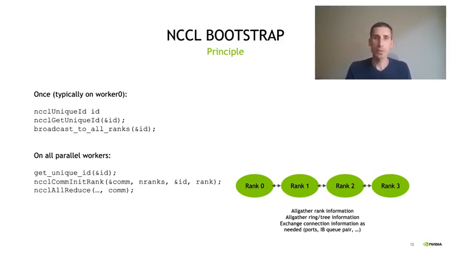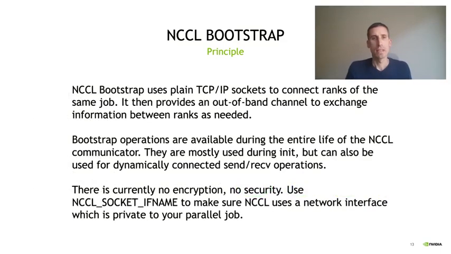It should not be used for high-speed communication later on. So this is just to set up things so that things are functional, but not for the real communication during, for example, an all-reduce operation. So the bootstrap mechanism in NCCL relies on TCP/IP sockets to provide an out-of-band communication between ranks. It is not meant to be fast, just functional, but is running during the entire life of the NCCL communicator.